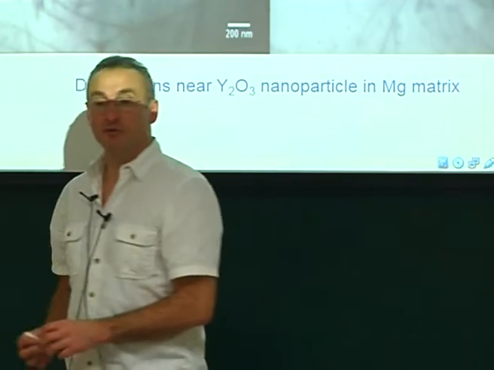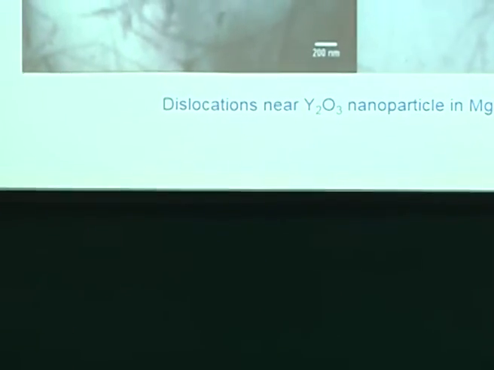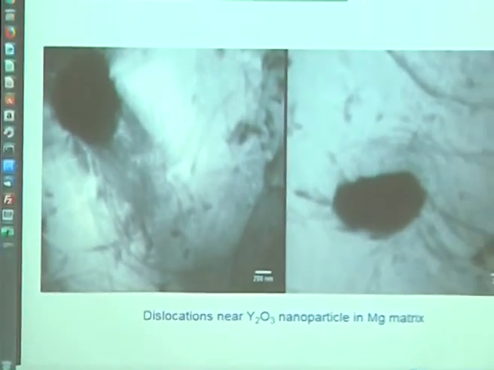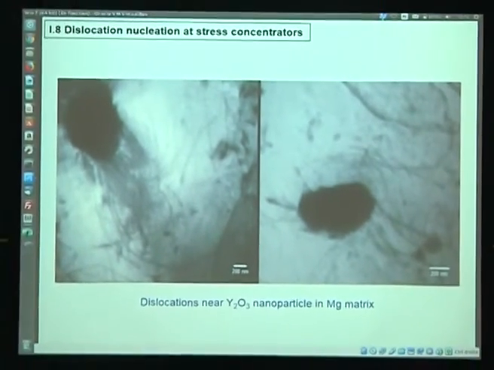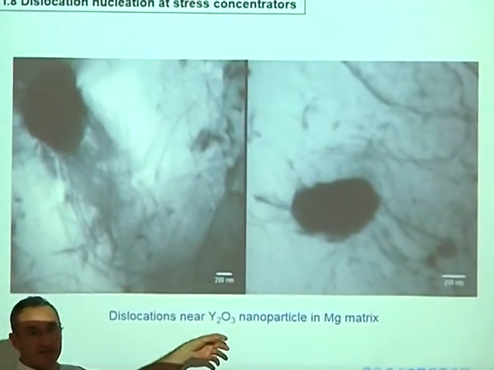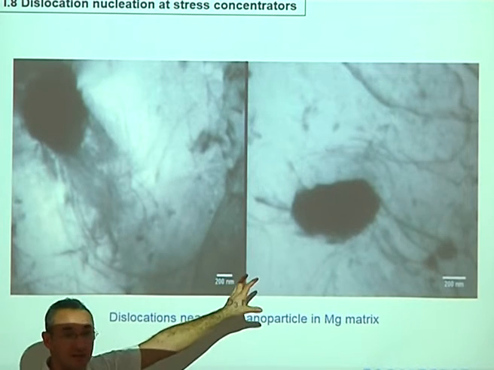I think you have other sources of stress concentration that may exist in your material. Typically the case where you have particles. This was the case of yttrium particles in magnesium alloy. So these are very hard particles.